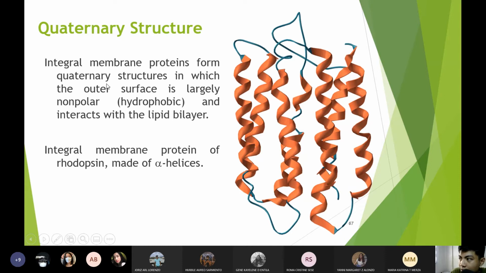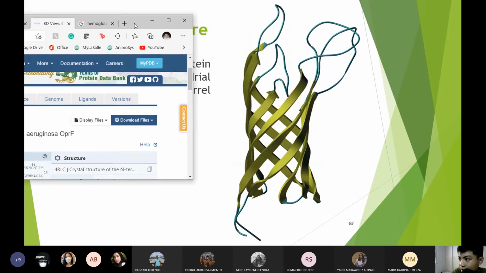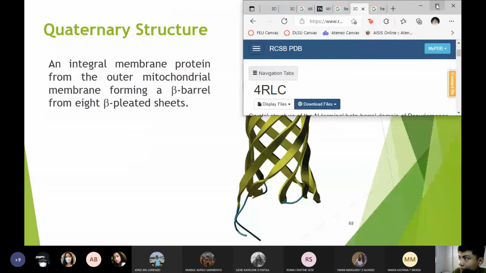And then so integral membranes are also forming quaternary structure. Ano kaya itong protein na to? Walang nilagay dito na pangalan. Okay? So this one as well, I think ito yung pinakita ko kanina, nasan yun? I think ito yun, sa Pseudomonas aeruginosa. Parang ito yun, di ba?